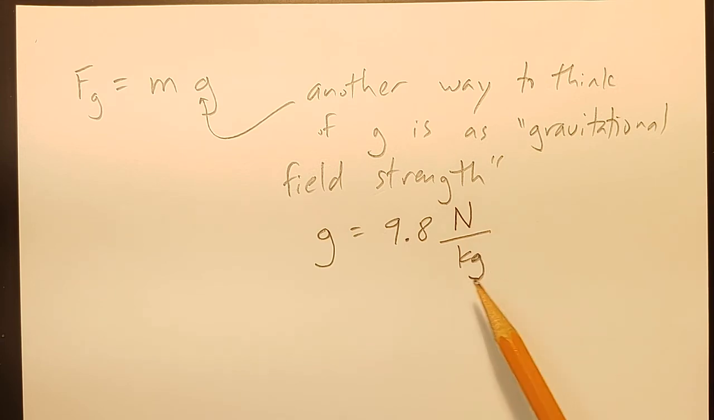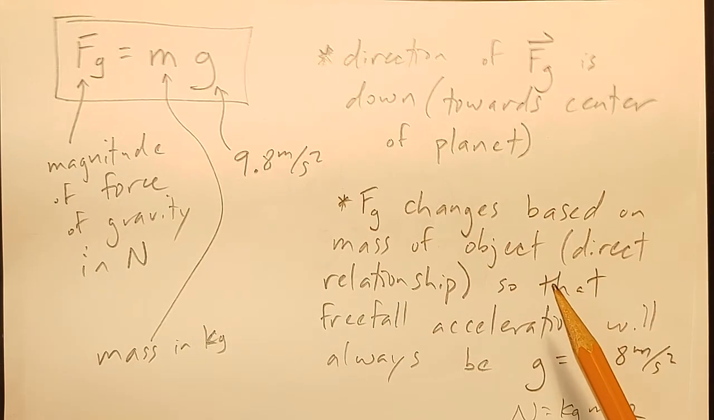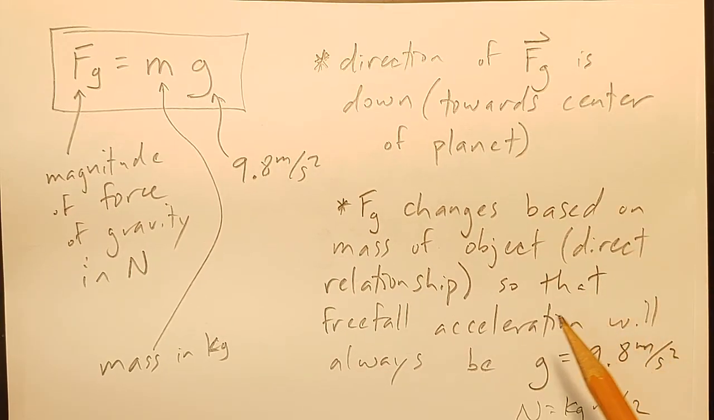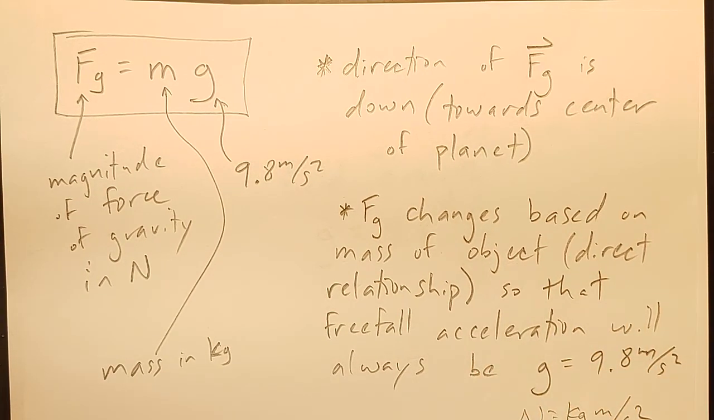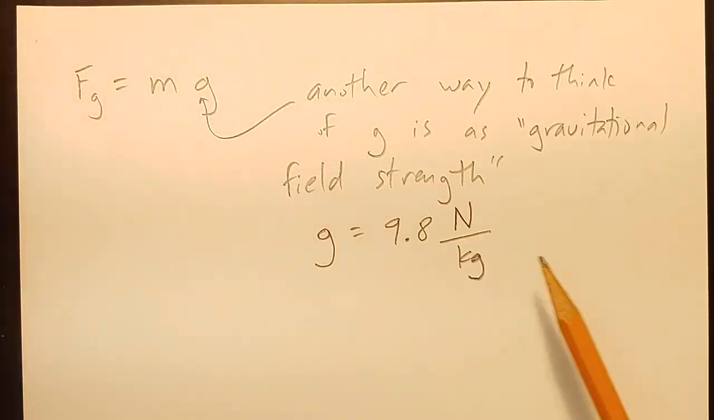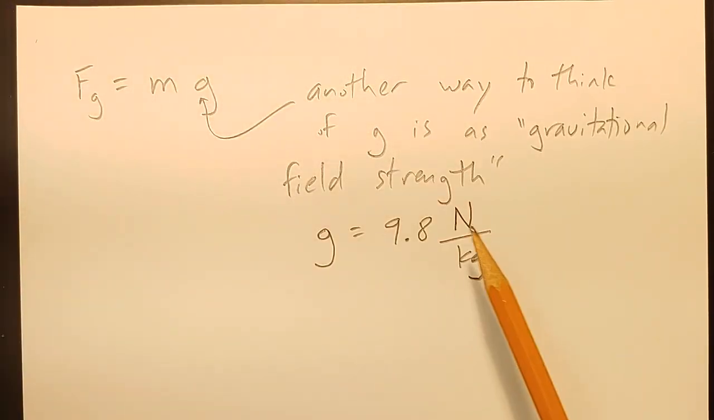force, and the number of newtons of force it pulls with depends on your mass, because we said the force of gravity changes based on the mass of the object, has this direct relationship. So if you have 3 times as much mass, you get 3 times as much force of gravity. We can see this from the equation, and that's what's going on here. For every kilogram of mass, you get 9.8 newtons of force of gravity.